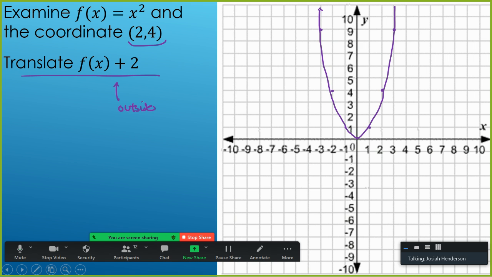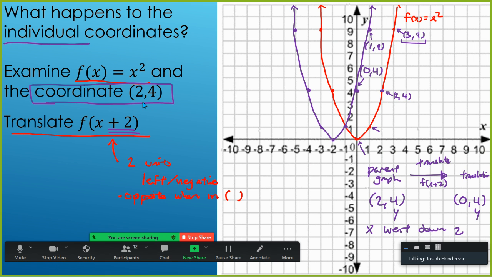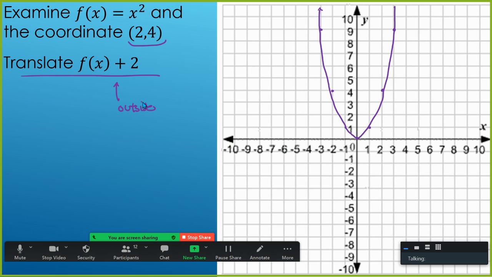You know what? Did I write the wrong thing on the last? I didn't. Okay. I'm going crazy.